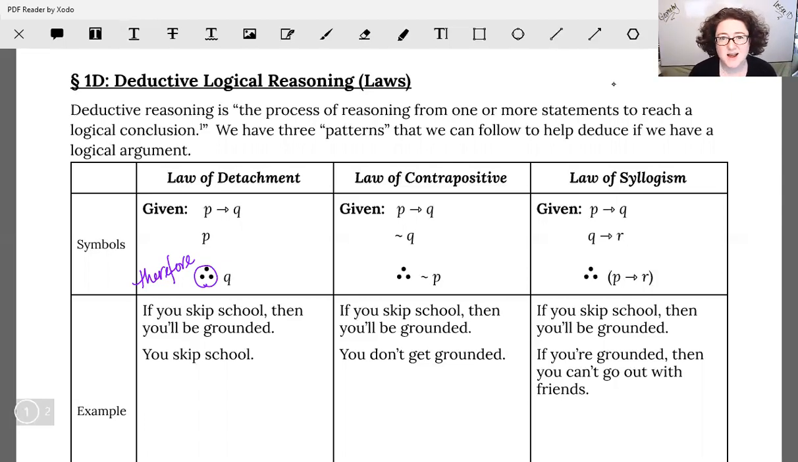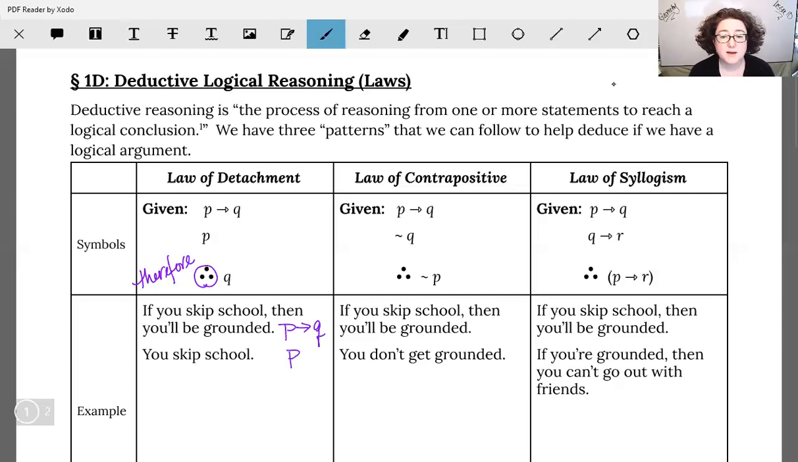So let's look at this with an actual statement to put this into words, because I know the symbols are looking a little weird. This is definitely something different that you haven't seen before. So our example is, if you skip school, then you'll be grounded. So that's our if P then Q, that's our conditional statement that we're starting with. You skip school. Well, that idea, maybe not that exact grammar, but you skip school is exactly what showed up in the hypothesis of that conditional statement. So that's exactly what we had for our P statement.